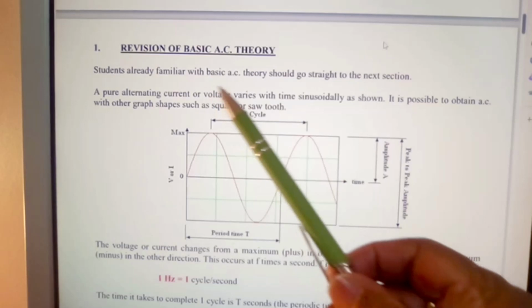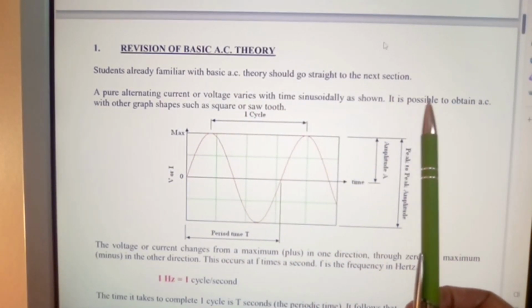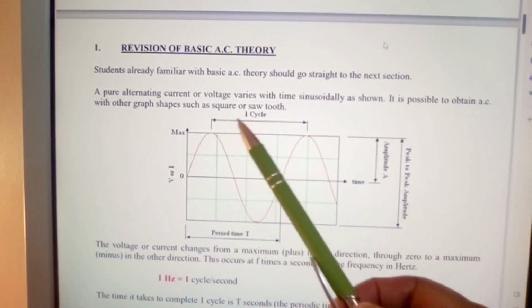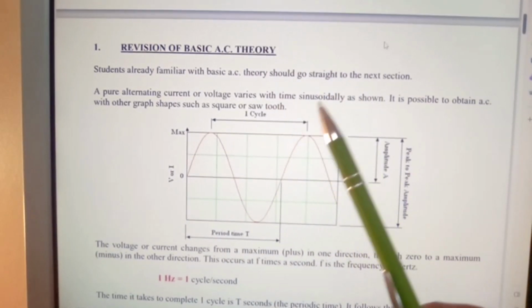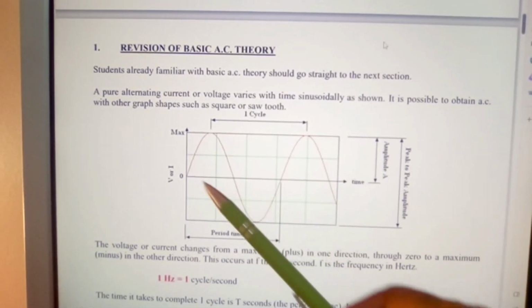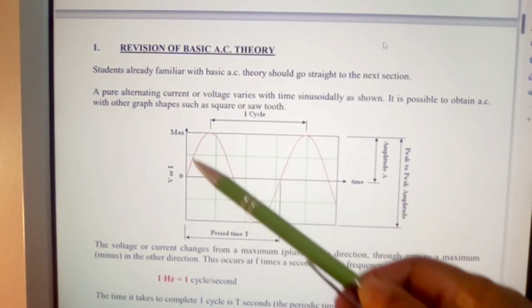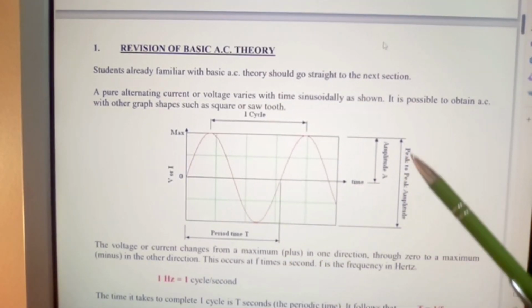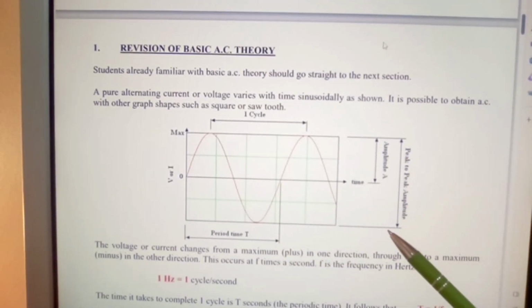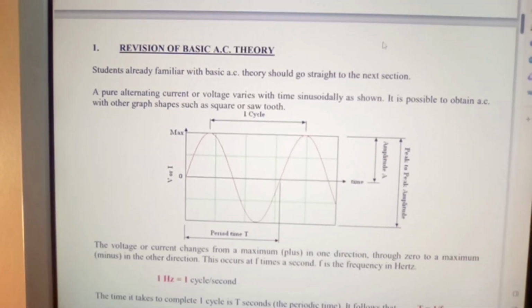Now, a pure alternating current or voltage varies with time, sinusoidally as shown. It is possible to obtain AC with other graph shapes such as square or sawtooth. Just recapping. And here you have your sinusoidal waveform, okay? You have your max, positive, negative half cycles, okay? Peak to peak values. And when you say peak to peak values, it means what it says, peak to peak values, okay? Your periodic time of one cycle, okay?